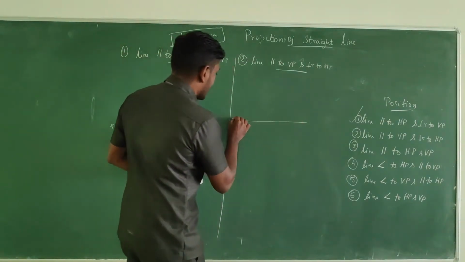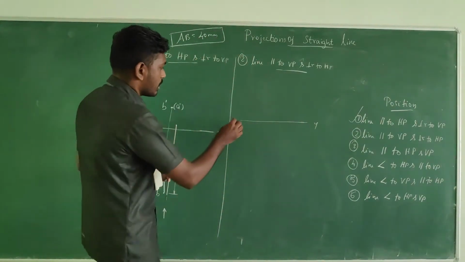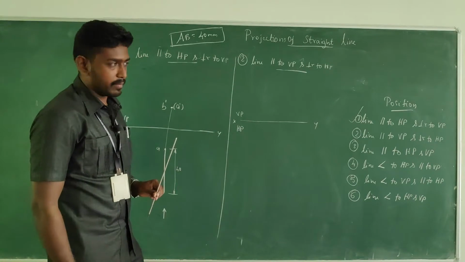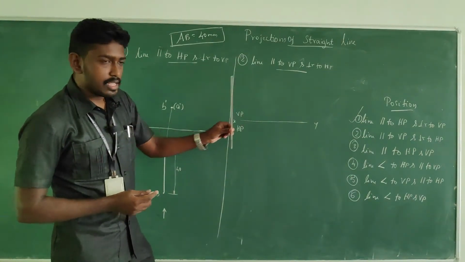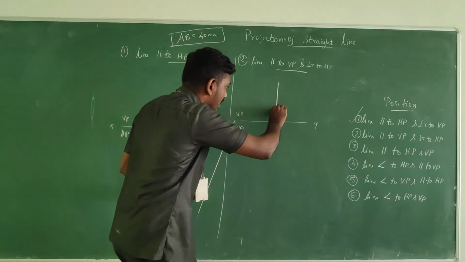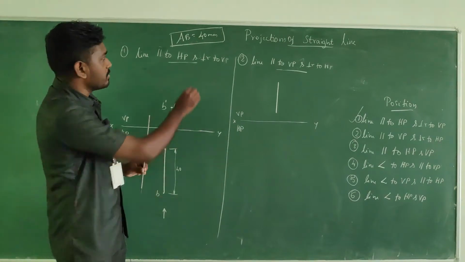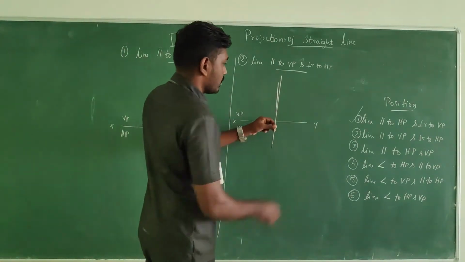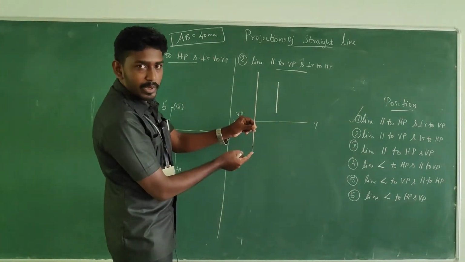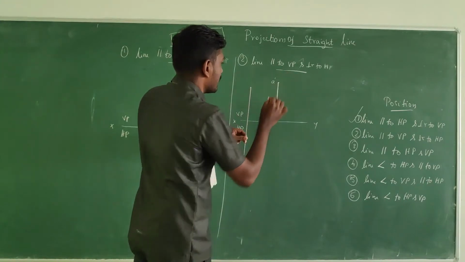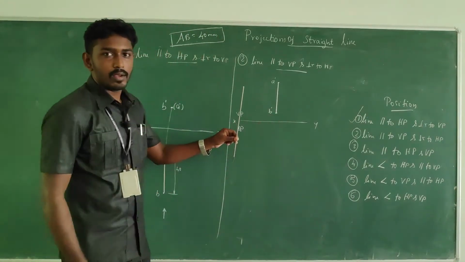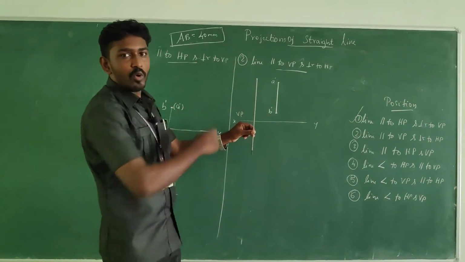So first take the reference line XY, something like this, and above the reference line is VP and below the reference line is HP. So in the front view, capture the true length. So in the front view above the reference line, take a straight line with the measurement 40, right? So this end will be A and this end will be B. So I can take this as A dash since it is a front view projection. So this is the B dash. Okay. Now in the top view it's a dot.